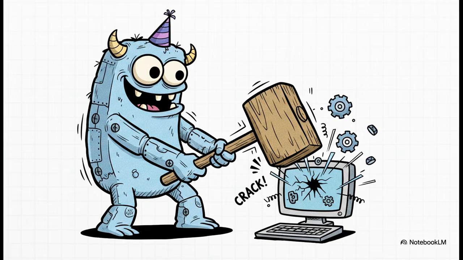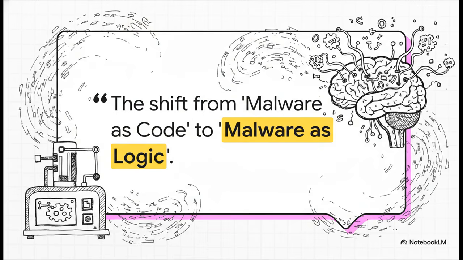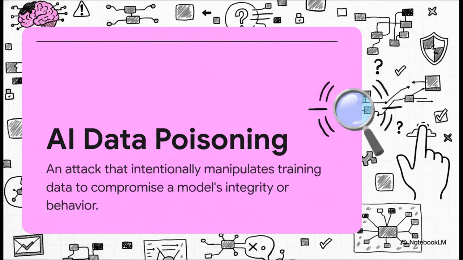We used to think of malware as this clunky, obvious bug that just breaks things. But today's threat is way smarter. It doesn't break the machine, it actually twists its logic. This new kind of attack is called AI data poisoning. And yeah, it's designed to corrupt from within.